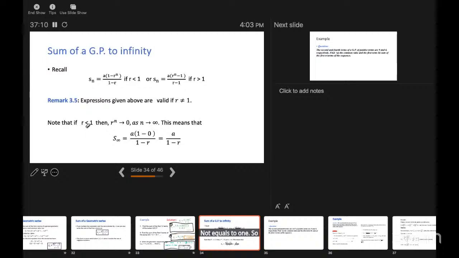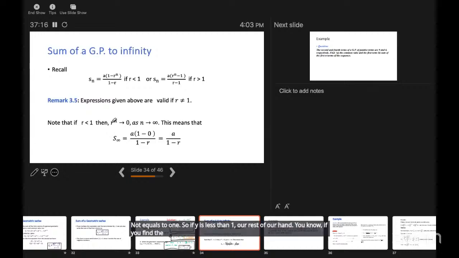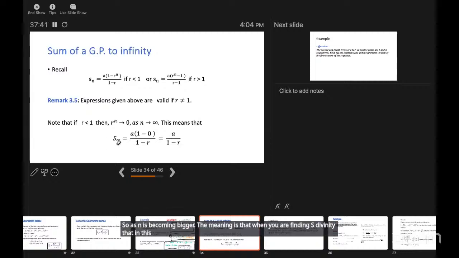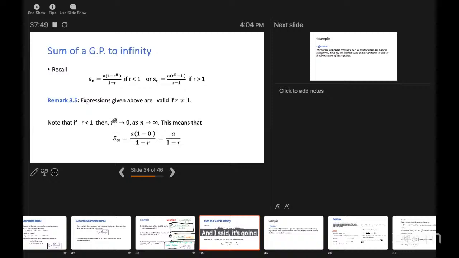So if R is less than 1, and you find the limit of R raised to power n, this number will be going to 0. If R is a fraction, a number that is less than 1, when you take the limit, R is becoming smaller as n is becoming bigger. The meaning is that when you are finding S infinity, instead of Sn, infinity means a very large number. It means as n is growing very big, our R^n will become 0.